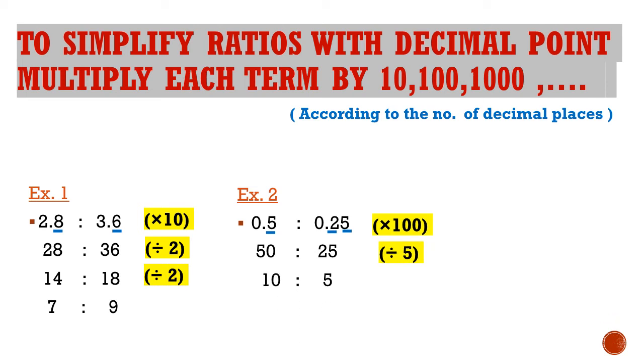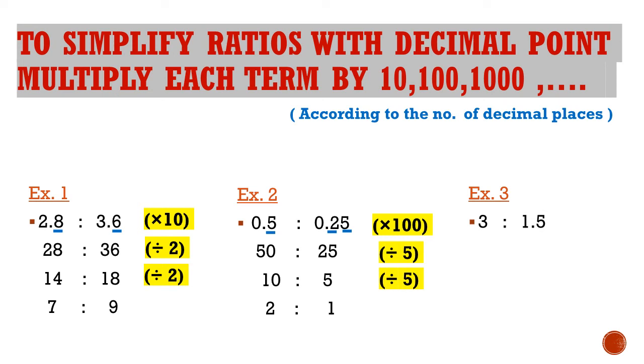50 divided by 5 equals 10. 25 divided by 5 equals 5. 10 to 5. The first number, its unit is 0, and the second number, its unit is 5. Divide by 5 again. To get the simplest form, 2 to 1.